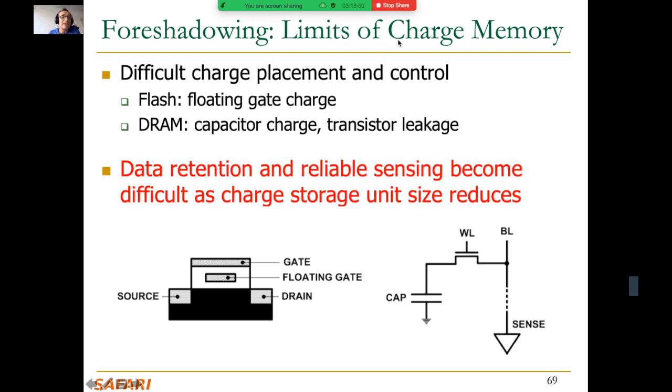So charge memory is memories that store data as charge. Flash memory and DRAM are two examples of prominent charge memories, and they're everywhere in our lives. Flash memory enabled this, for example, which is my cell phone.